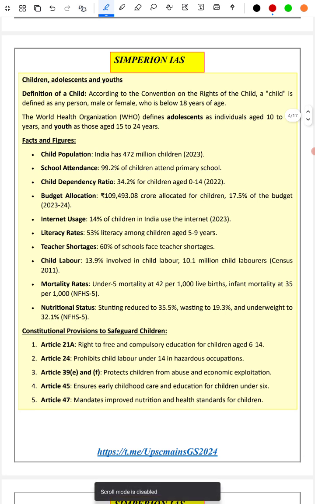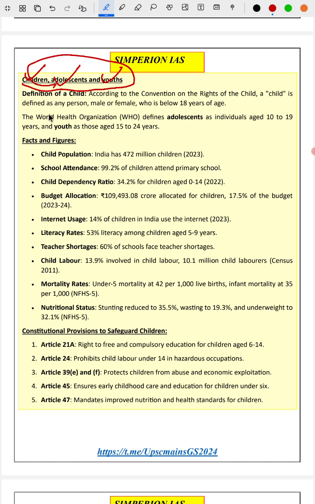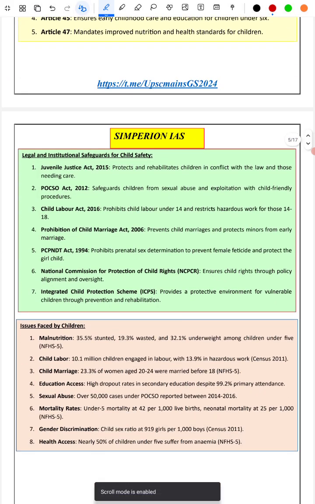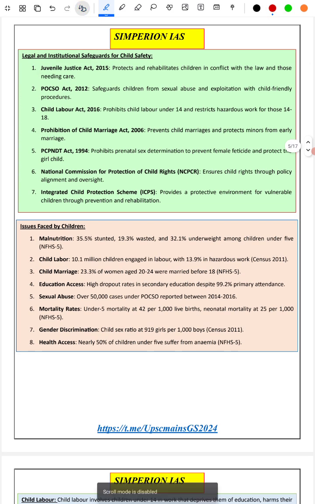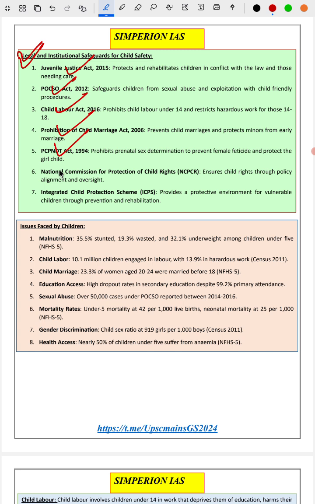Next we have covered the topic of children, adolescents and youths. That's mainly children as a vulnerable section, and adolescents and youth. Initially we are given a definition, then next we are given the facts and figures. Next, the constitutional provisions for the safeguards of children. Up next we have covered the legal and institutional safeguards for child safety, the legal safeguards: POCSO, the Child Labour Act, Juvenile Justice Act, Prohibition of Child Marriage, PCPNDT Act, National Commission for Protection of Child Rights, and Integrated Child Protection Scheme.